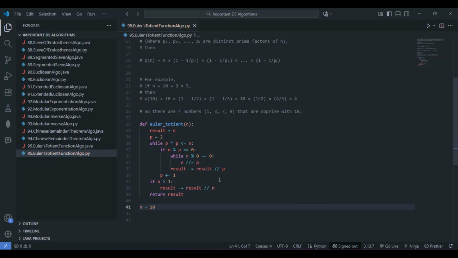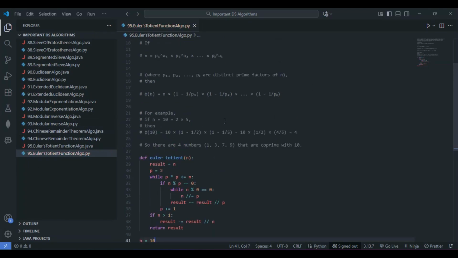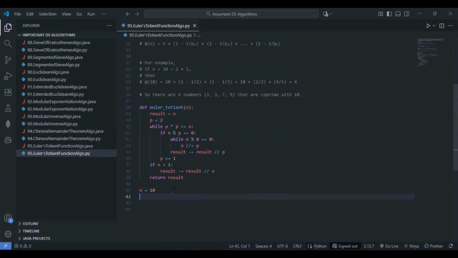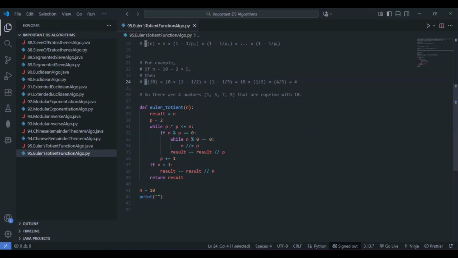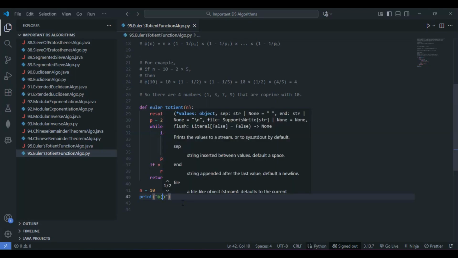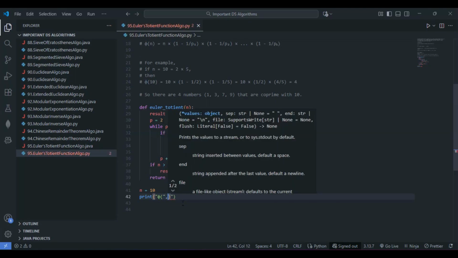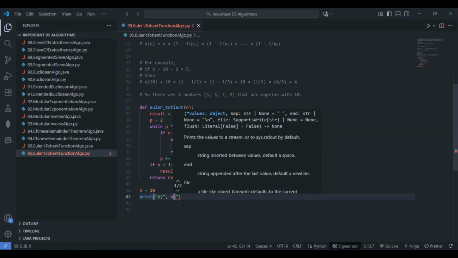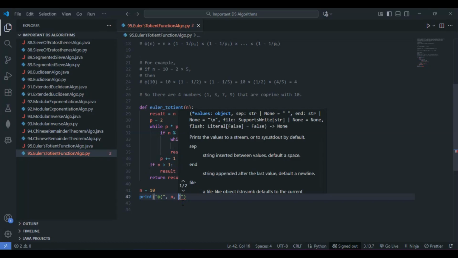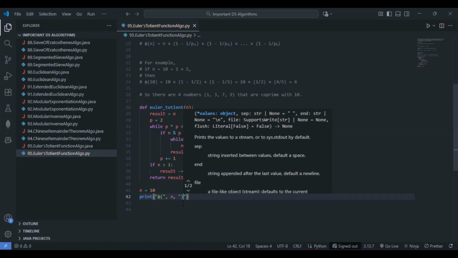Now let me go with the example usage. I'll go with n equals 10, which is the example we have considered, right? So this is fine. Let me print something for interactive purposes, because we have to show the output, right? For the totient, we cannot type this one, so let me copy it instead. Totient of, comma, and let me pass n as well here. Then I'll close this over here. So this is fine. Next, what should I do here?